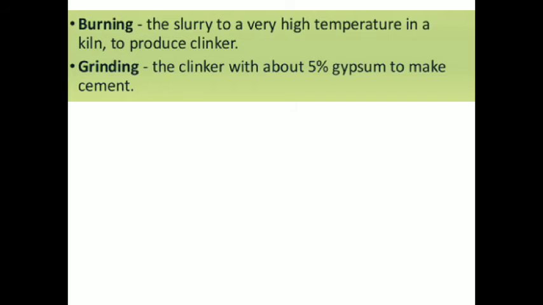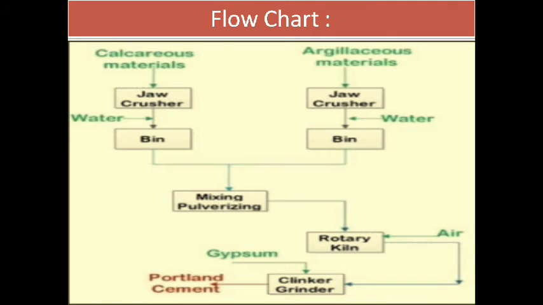Then comes the calcination. After the calcination, the slurry is burned at a very high temperature in a kiln to produce the clinker compounds. Then the clinker is ground with about 5% of gypsum to make the cement. The clinker with 5% of gypsum gives the formation of what? Cement. This is the wet process. This is the flow chart.